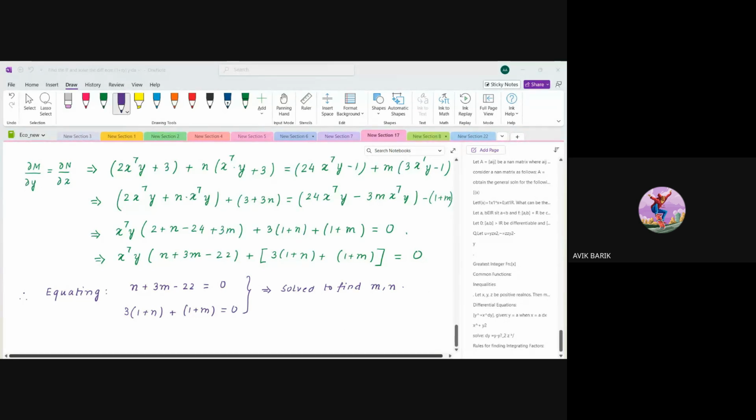Yes, on the RHS you don't have any term like x to the power 7 times y, right? That means the coefficient of this term has to be 0 for this equation to hold.